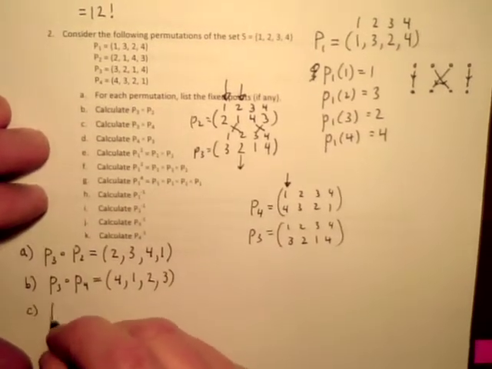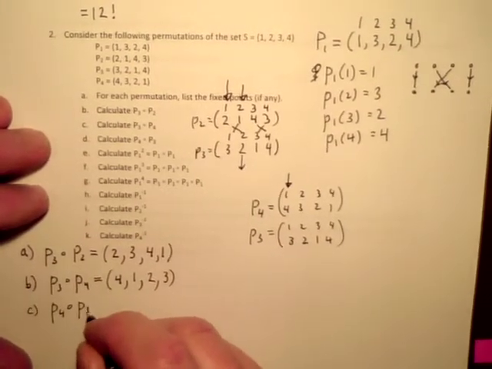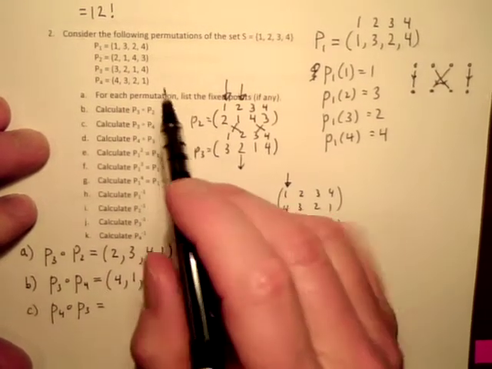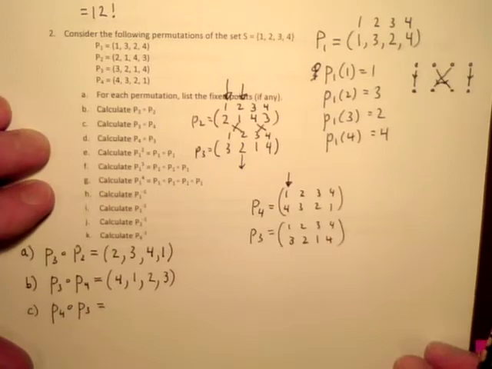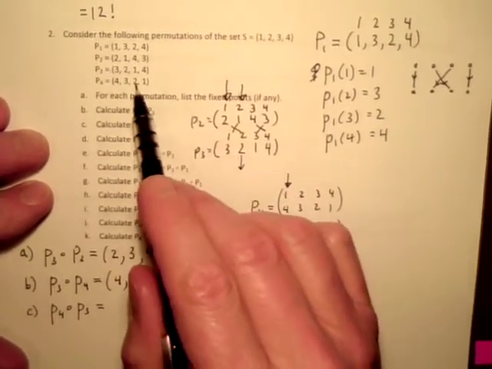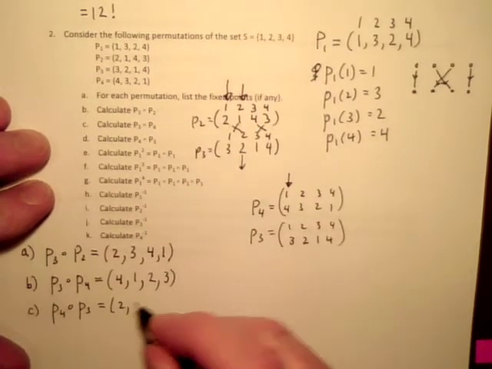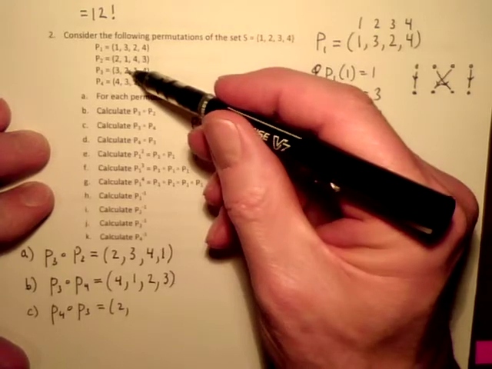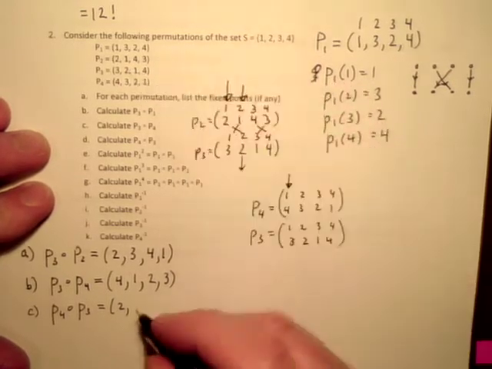Here's P4 composed with P3. This puts the two in different order. We operate on P3 first. With P3, 1 goes to 3, and then P4, 3 goes to 2. 2 goes to 2, and 2 goes to 3.